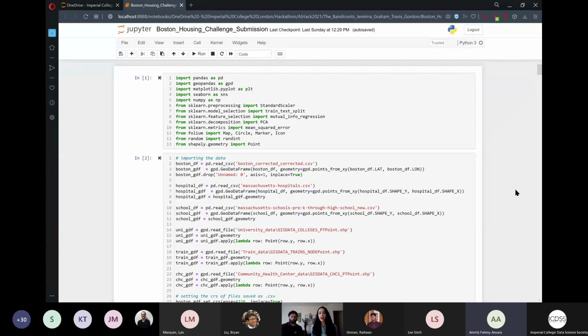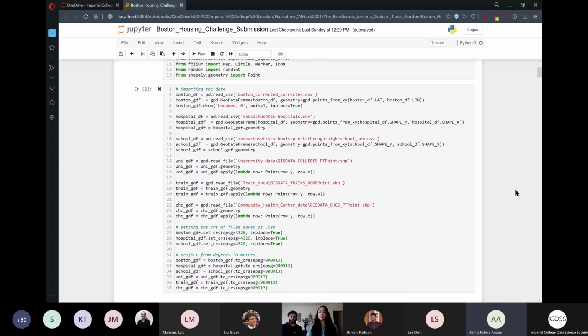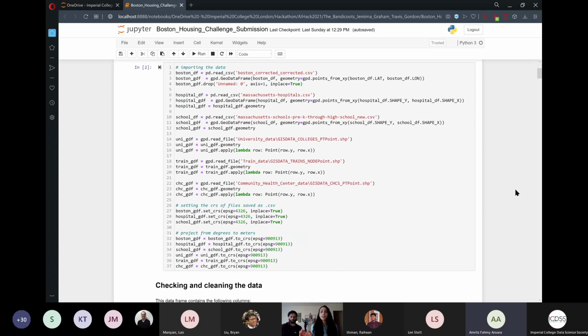wanted to see the effect of reading in information about the locations of hospitals, schools, universities, train stations, and community health centres, because these are all things that you might see on a real estate website for evaluating whether you want to buy a new home. So we read in that data.